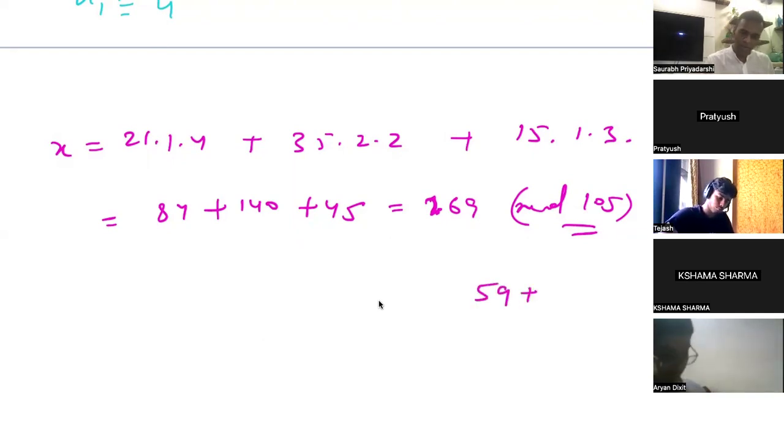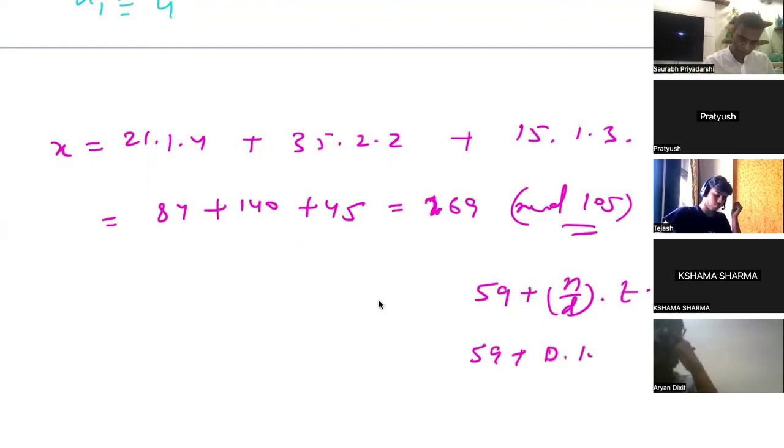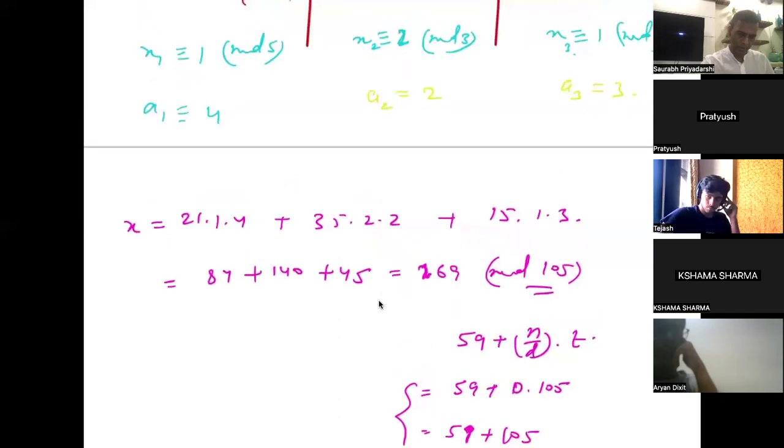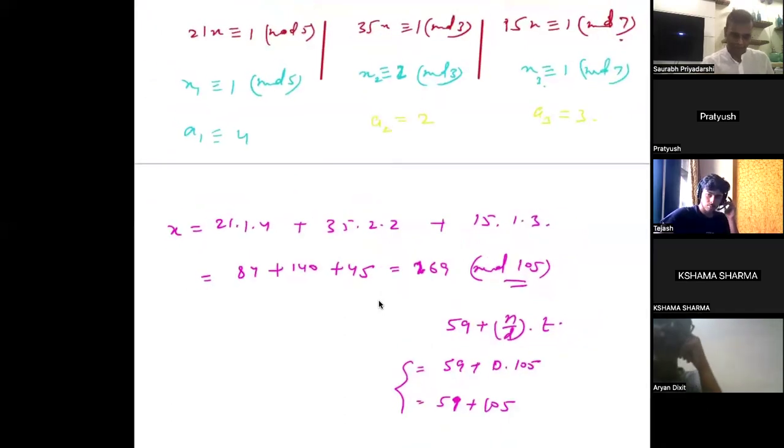This x naught plus n by d, right, into t. 59 plus 105 into t. One is t equal to 0, 59, and second is 59 plus 105. I hope everyone is getting this. Two answers on this. Is this okay? Right? So like we are mixing two things, right?